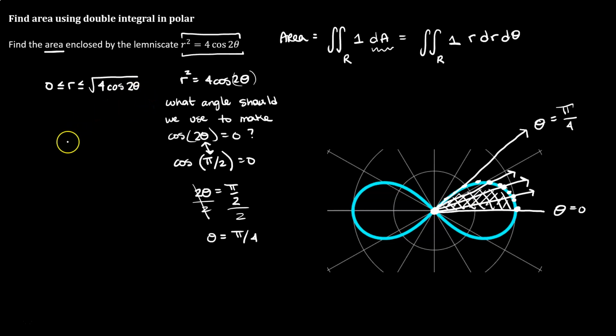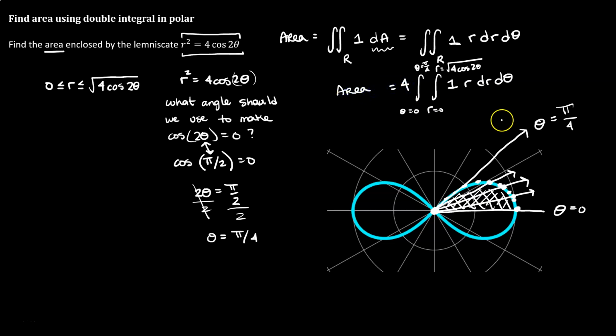Now we can set that up so that we can integrate. So our double integral over the polar region, under the constant 1, our values are going to go from 0 up to the square root of 4 cosine 2 theta, and then theta will go from 0 to pi over 4. But remember, that's only 1/4 of our area, so we're going to multiply that integral by 4 to get the total area. And I will leave that for you to integrate on your own.